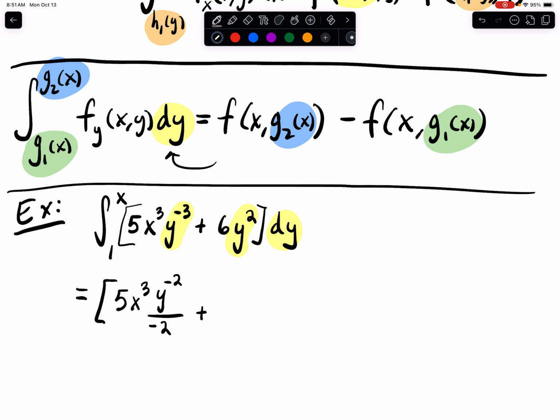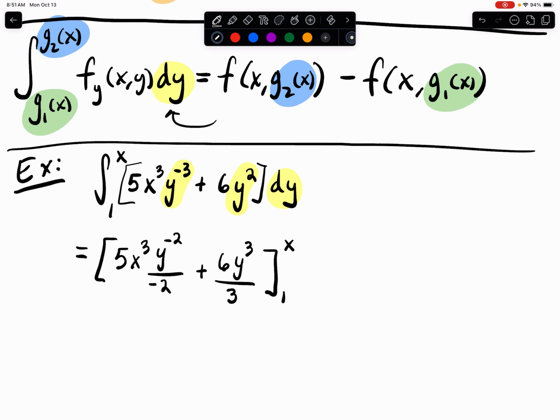Plus y to the 3, add to it, divide by it. And then I integrate from 1 to x. So what am I plugging in here? Well, remember, we are integrating with respect to y, so that's my variable that I'm going to be plugging in for. So everywhere I see a y, I'm going to plug in an x for the first one.